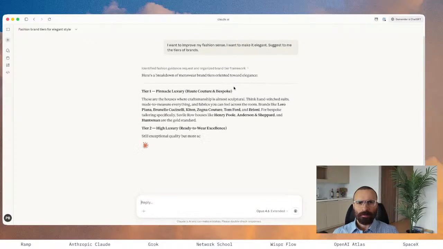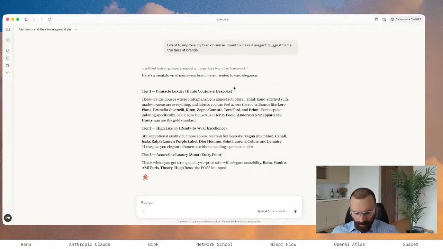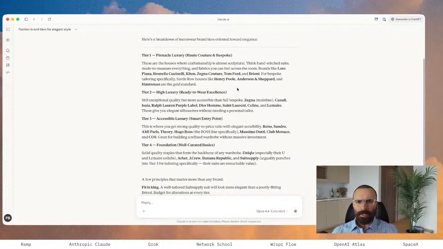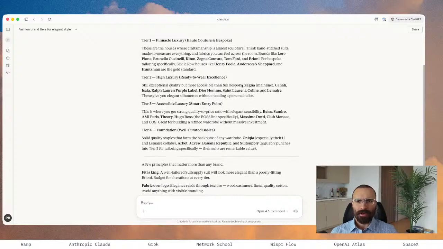Here's a breakdown of menswear brand tiers oriented toward elegance. Pinnacle luxury, haute couture, and bespoke. These are the houses where craftsmanship is almost sculptural. Think hand-stitched suits made to measure everything, and fabrics you can feel across the room. Brands like Loro Piana, Brunello Cucinelli, Kiton, Zegna Couture, Tom Ford, and Brioni. For bespoke tailoring, specifically Savile Row houses like Henry Poole, Anderson and Sheppard, and Huntsman are the gold standard.